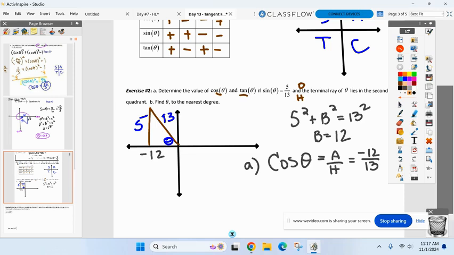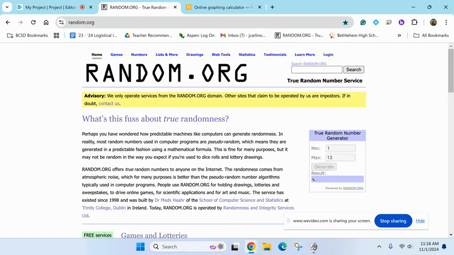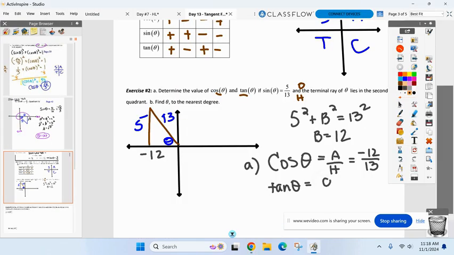B? Oh, not B yet. We still got to find what? Tangent. How do you find tangent now? How do you find tangent? One job, B here. There we go. Nick, tangent. Opposite over adjacent. Okay, what's opposite theta? 5. And adjacent? Negative 12. Good. You guys, we're okay now?